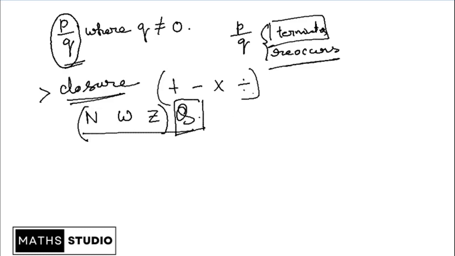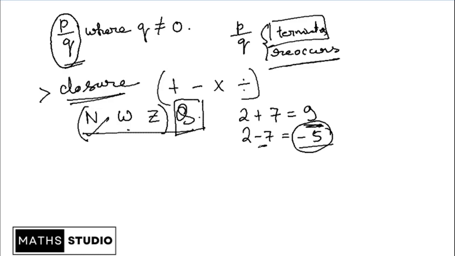Closure property over addition would be when you add two numbers, say 2 plus 7, the result is 9. So 9 is also a natural number. That is, when you add two natural numbers, the result is also a natural number. So natural numbers are closed under the addition operator. But if we do 2 minus 7, that gives minus 5. Minus 5 is not a natural number, nor is it a whole number. So it does not follow the closure property for subtraction.